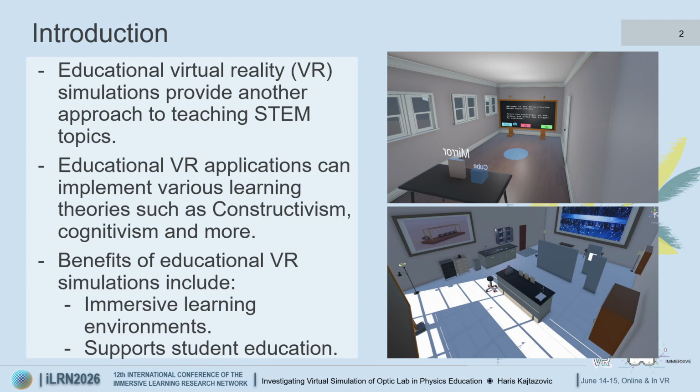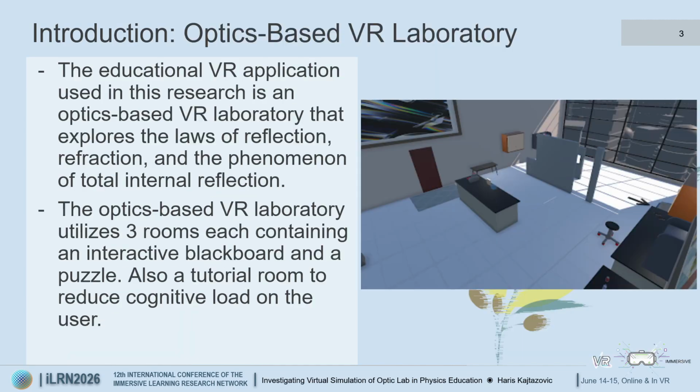On the right, you can see two screenshots from my own educational virtual reality simulation. The top one shows a tutorial room, allowing the user to get familiarized with the virtual reality environment, and the one below it is the first main activity room. The educational VR application used in this research is an optics-based VR laboratory that explores the laws of reflection, refraction, and the phenomenon known as total internal reflection.